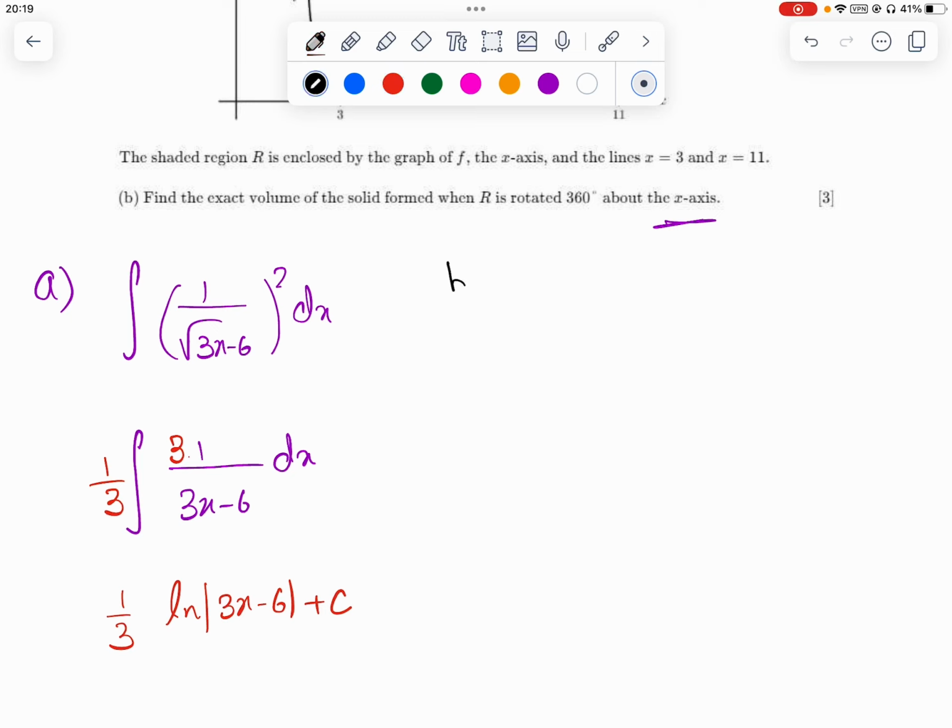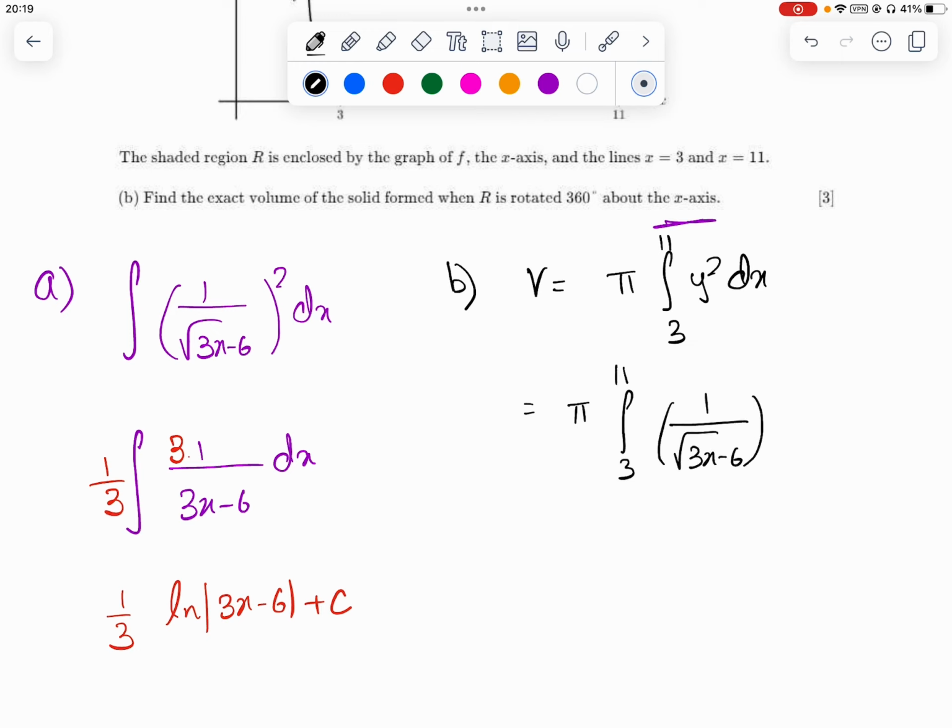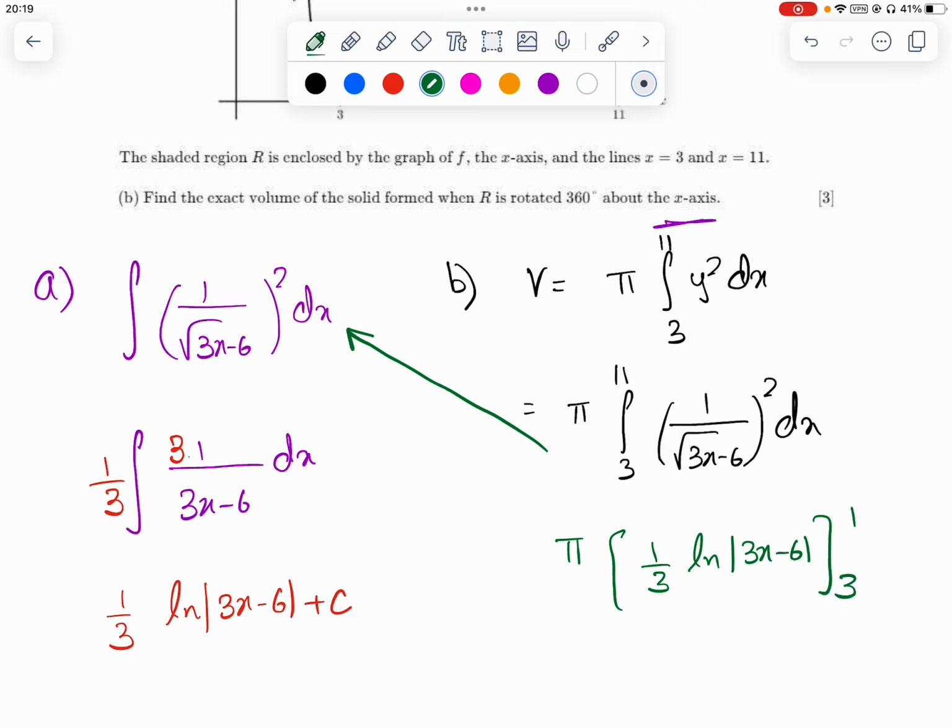In the second part, the volume about the x-axis. About the x-axis means pi times the integral of y squared dx. And the limits are nothing but what? 3 to 11. Pi integral from 3 to 11 of 1 upon square root of 3x minus 6, whole squared, dx. We can see that the integral of this we have already found just now. So it is pi times 1 upon 3 ln of 3x minus 6, from 3 to 11.